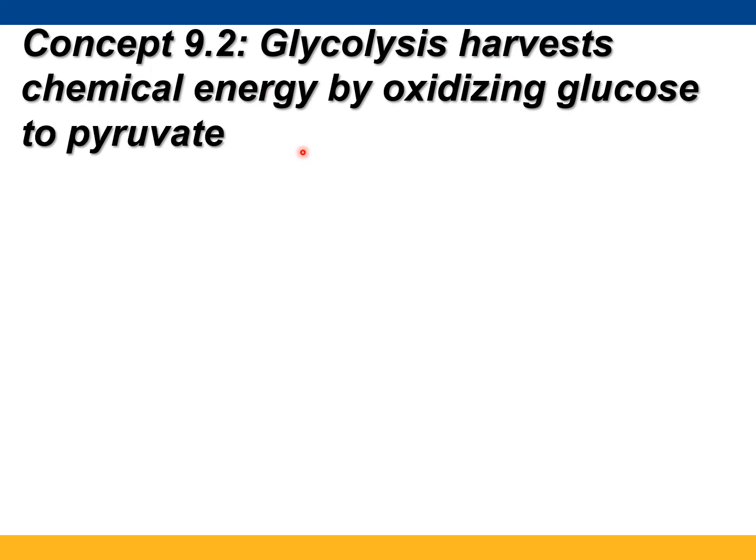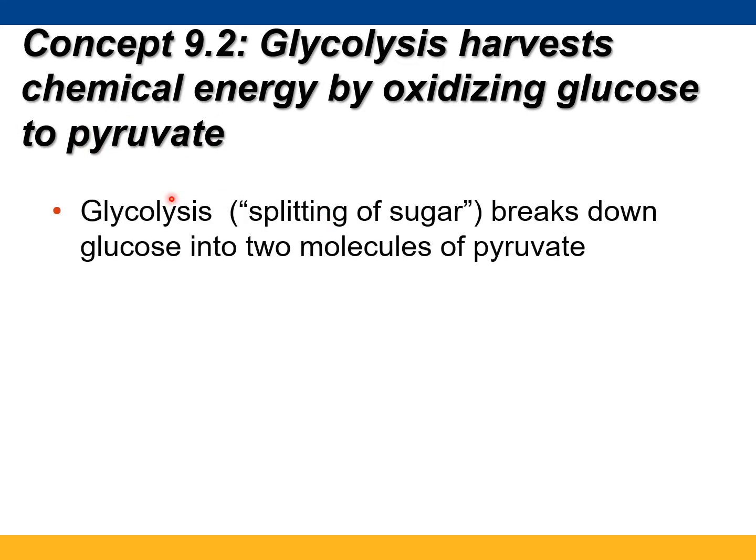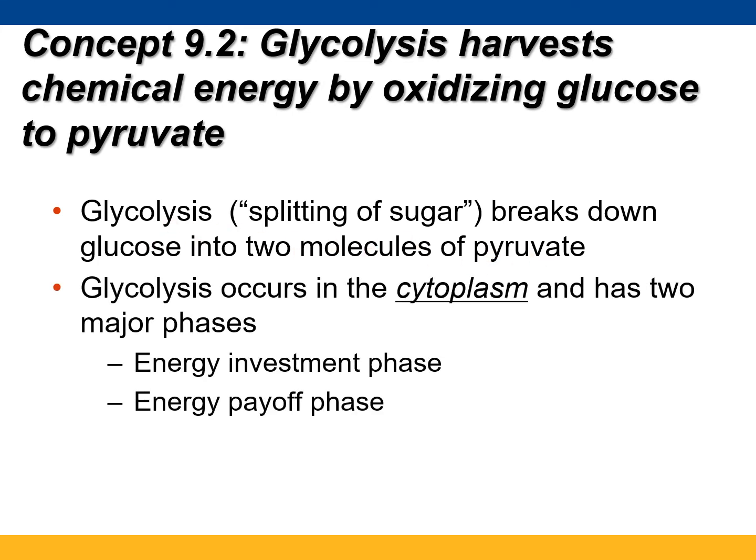Let's get back to the process of oxidizing glucose, and we're going to start with glycolysis. So we're oxidizing glucose to make 2 pyruvates. We're starting off with a 6-carbon glucose, 2 3-carbon pyruvates. Glycolysis means the splitting of sugar. Glyco, sugar, lysis, breakdown or splitting. 2 molecules of pyruvate, so 2 3-carbon pyruvates. This occurs in the cytoplasm and has 2 major times.